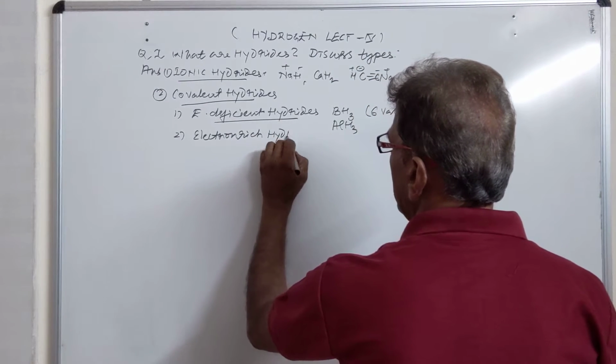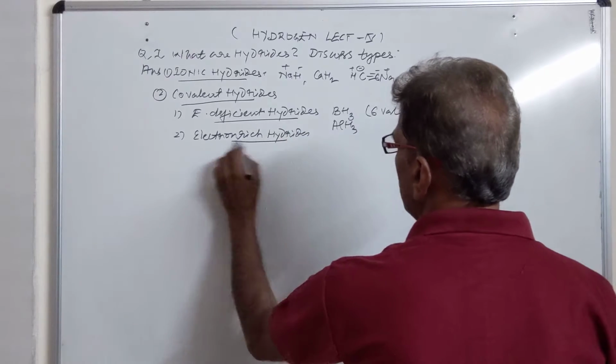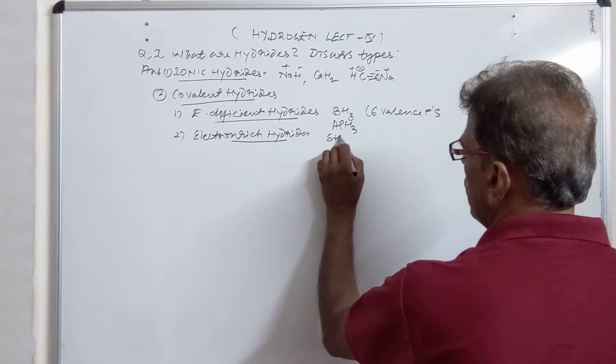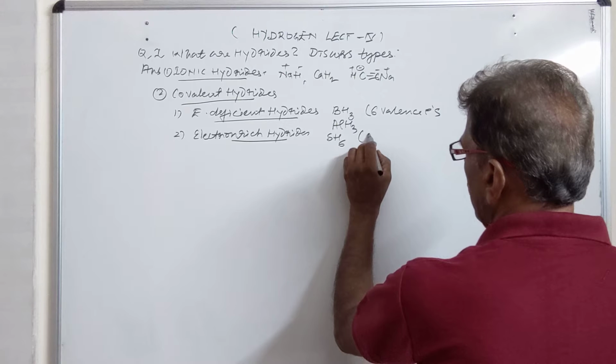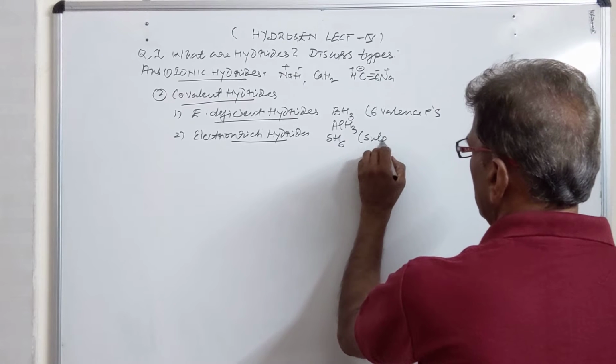And we have electron rich hydrides. These are the hydrides in which the central atom has more than 8 electrons in its compound. SH6, this is called sulfur hexahydride.